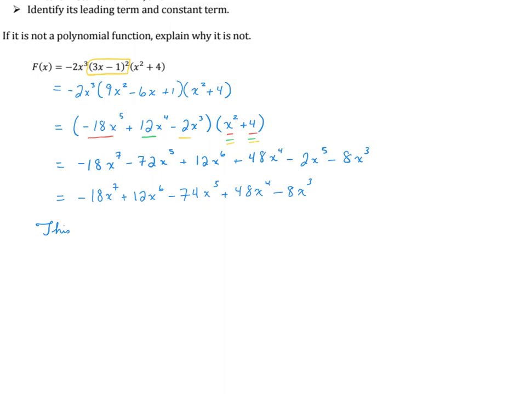So this is a polynomial function. The degree is 7. The leading term is negative 18x to the 7th. The constant term is 0.